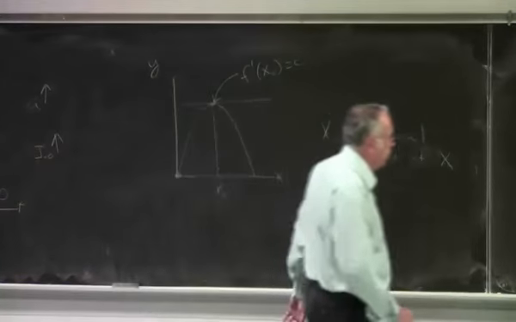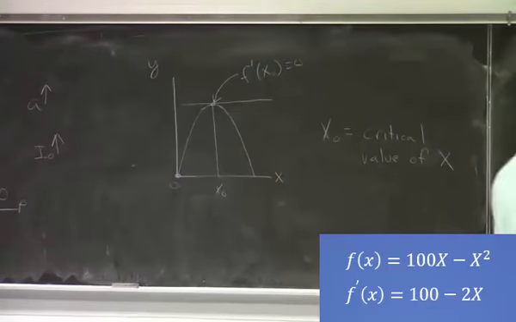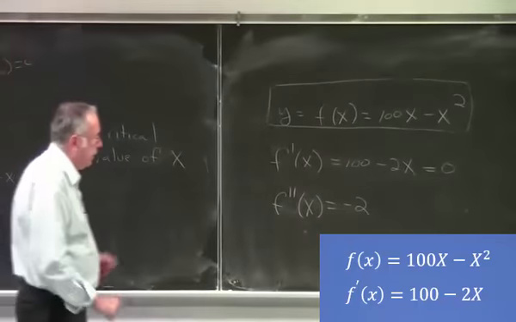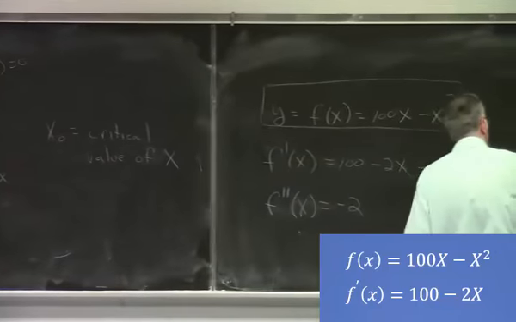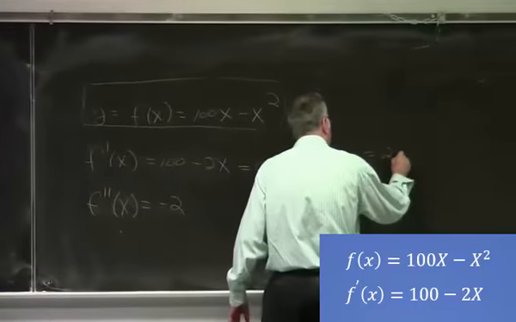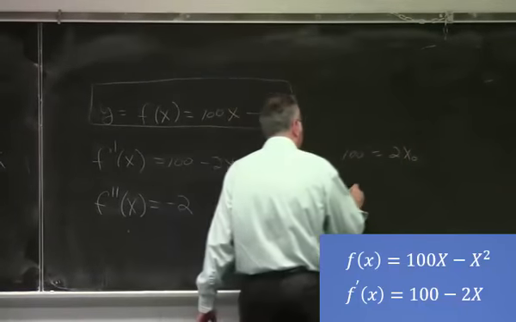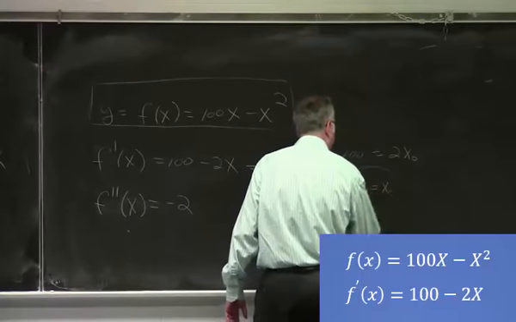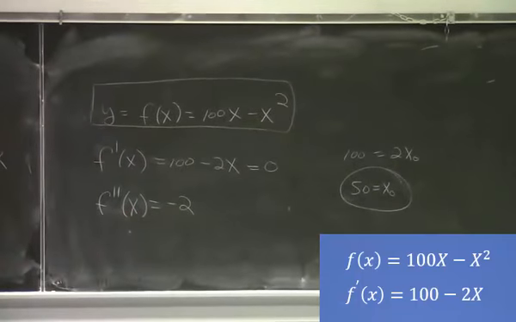We know at the critical value of x, f prime of x has to be 0 by definition. So all you do is go back to this equation right here, set that first derivative equal to 0 and solve for x. And this would be easy. We get 100 minus 2x equals 0, so add 2x to both sides. We get 100 equals 2x. Divide both sides by 2, and you get 50 equals x sub 0. So our critical value of x is 50.